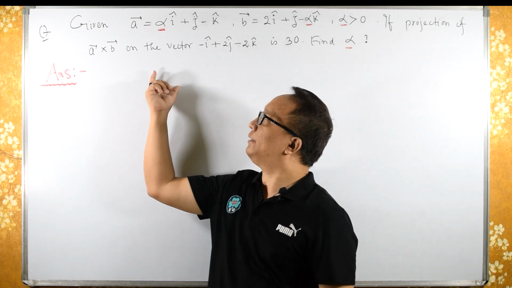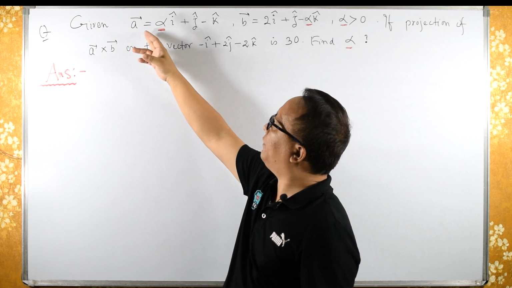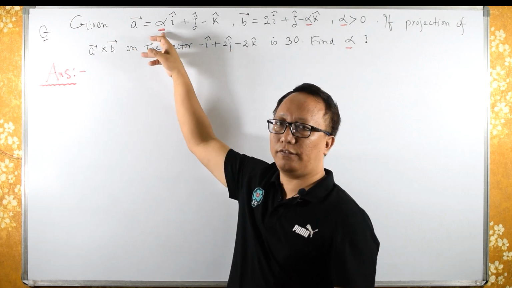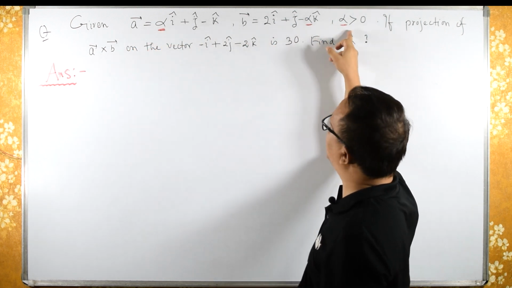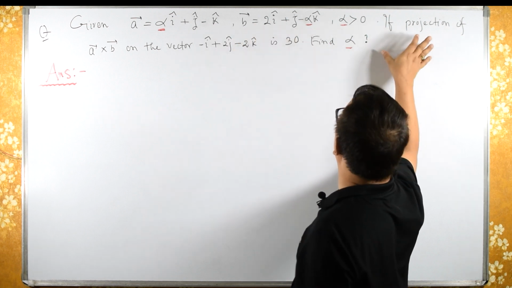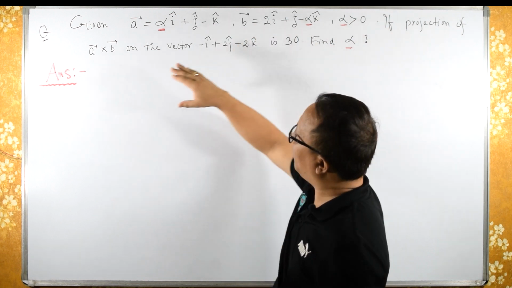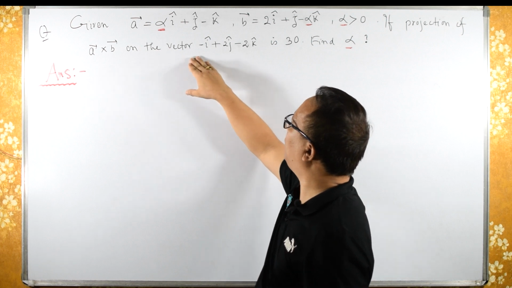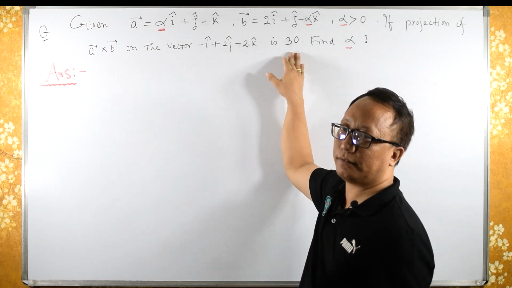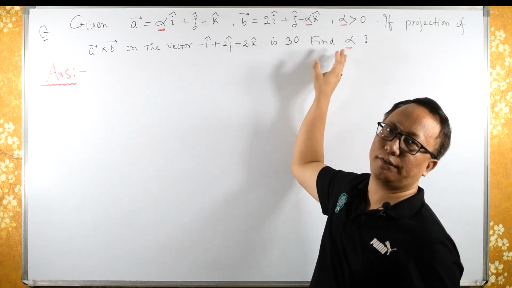Today I will be solving this question. In these questions, a vector is given. Here alpha is there, alpha is greater than 0. Here b vector is given. And if the projection of a cross b on this vector is this, we need to find the value of alpha.